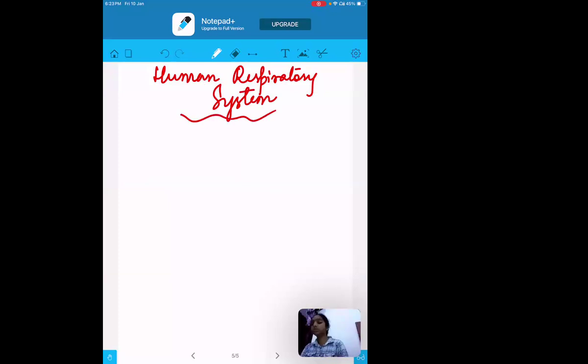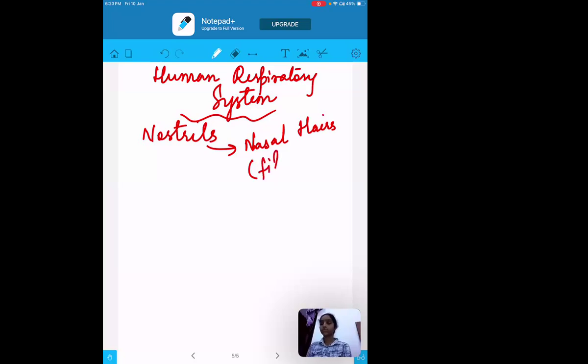Okay. So the human respiratory system starts with the nostrils. In the nostrils, we have the nasal hairs, right? Am I correct? We have small, small hairs in our nose, which are called the nasal hairs. These nasal hairs are very, very important because they will be filtering the air. So when we breathe, we will be taking the air, right? When we take that air inside the body, it has to be filtered. And the nose will be doing it with the help of the nasal hair. So nasal hair will be doing the filtering of the air.